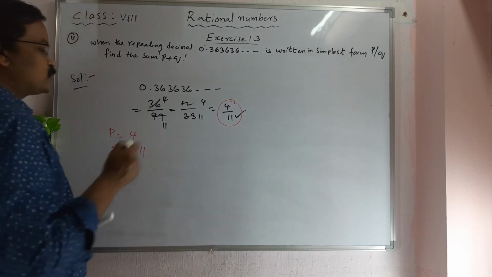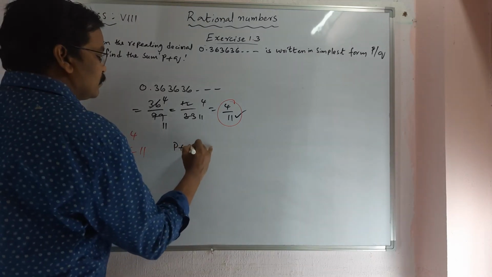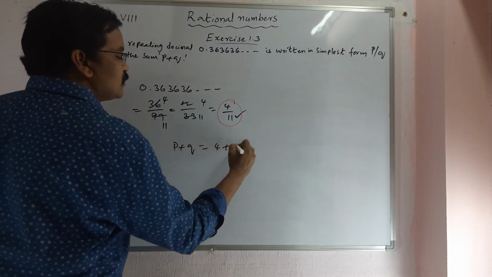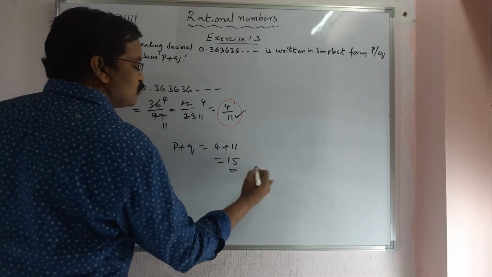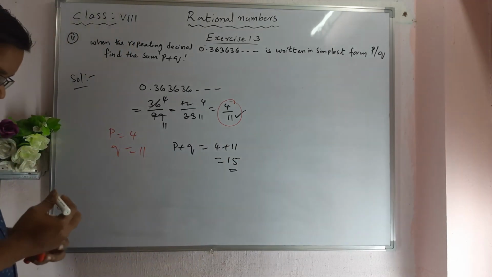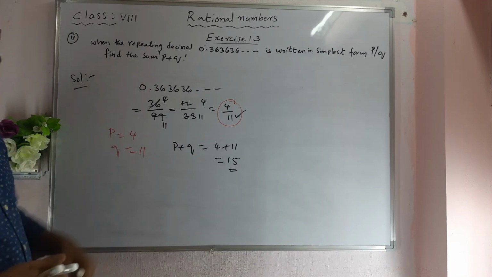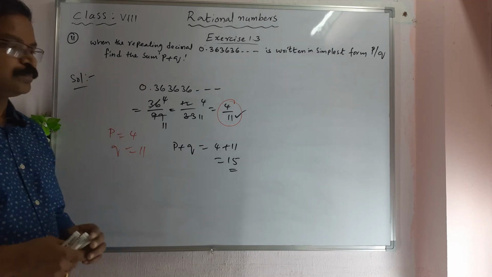So what is p plus q, students? p plus q means 4 plus 11, that is equal to 15. So this is the sum of p and q.